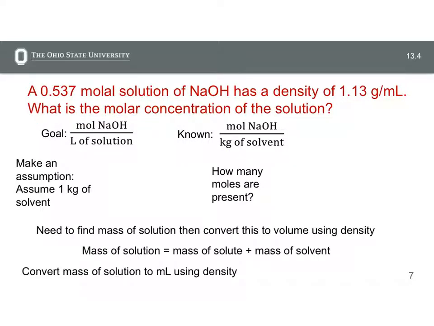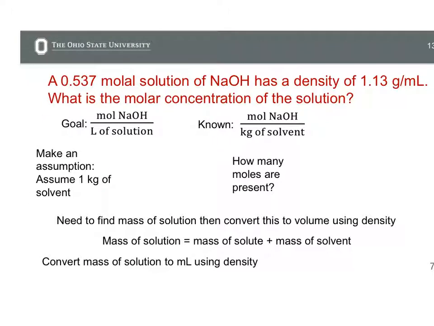Let me click it real quick. Okay. So I have this written out on the next slide. We're assuming we have 1 kilogram of solvent. That's going to actually make our lives easier. Now we can picture what we have. We're going to know this value here. We're assigning it to 1 kilogram.